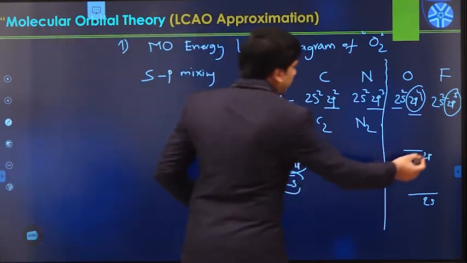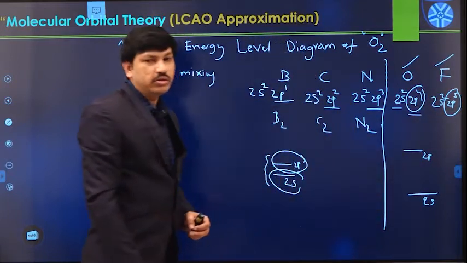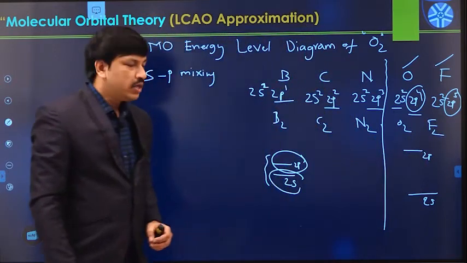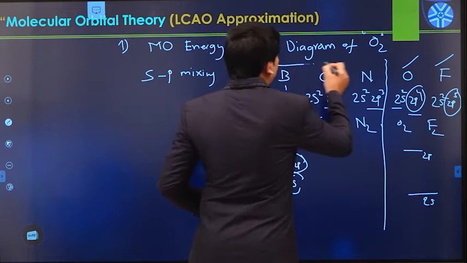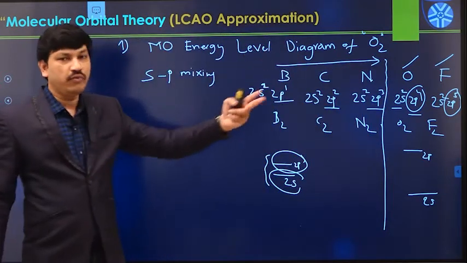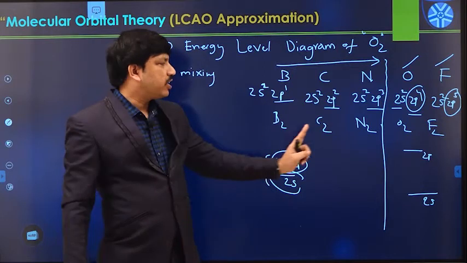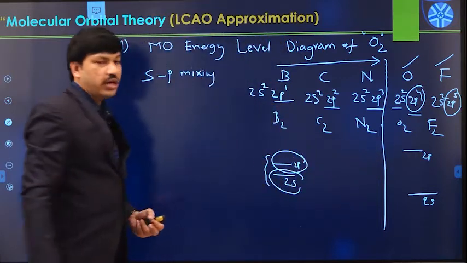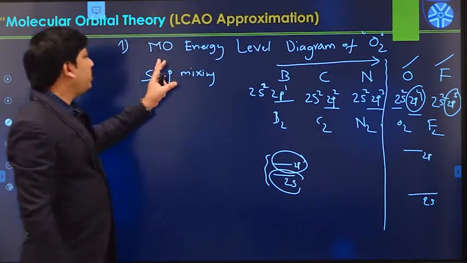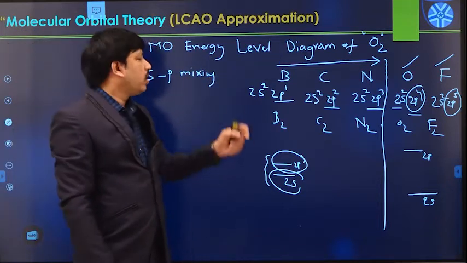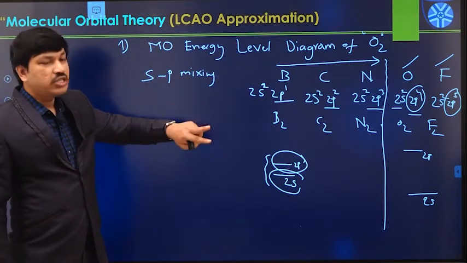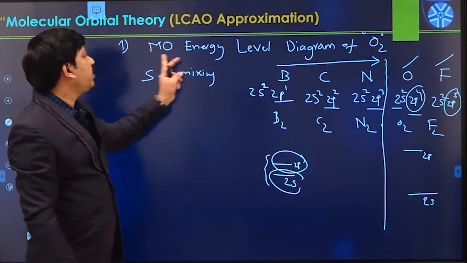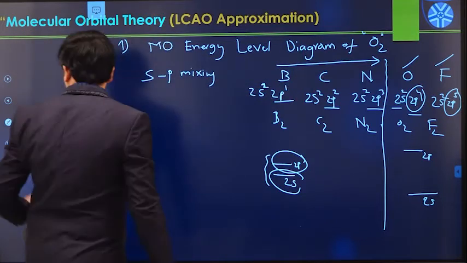But that is not possible in the case of oxygen or fluorine kind of molecules, that means O2 or F2. So sp mixing gradually decreases from boron to fluorine, and in the reverse direction sp mixing increases. We have already seen the MO energy level diagram of the N2 molecule. Due to the sp mixing, there is a reversal of the energies of the sigma 2p and pi 2p orbitals. Now let us see the MO energy level diagram of the O2 molecule.